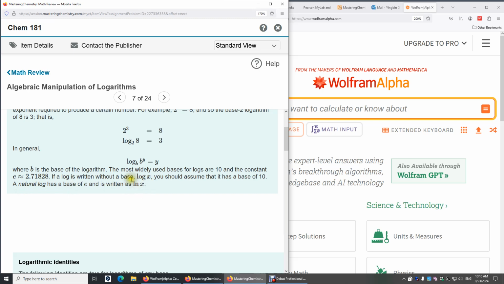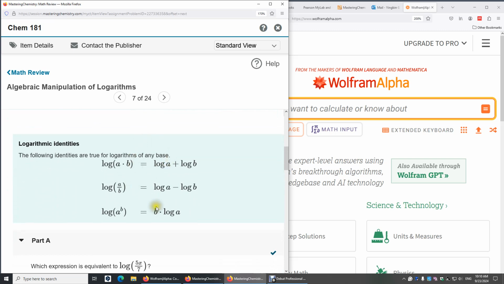So when you see ln x, the base is e. When you see log x, for Mastering Chemistry, you may assume it has a base of 10, but in some other places, like this Wolfram Alpha, they treat the logarithm log x as the natural logarithm.